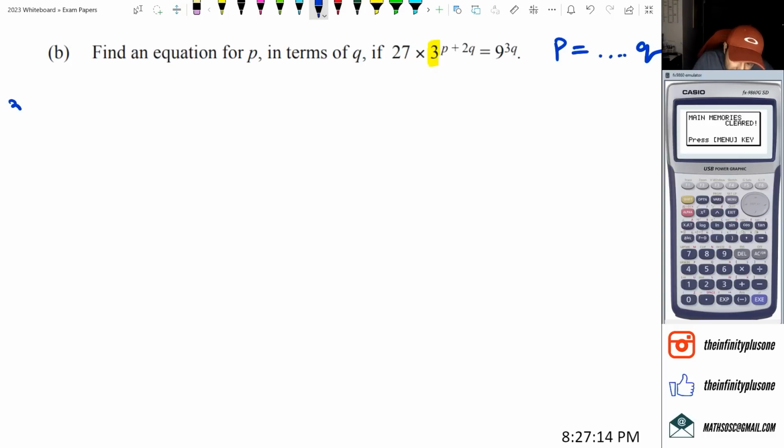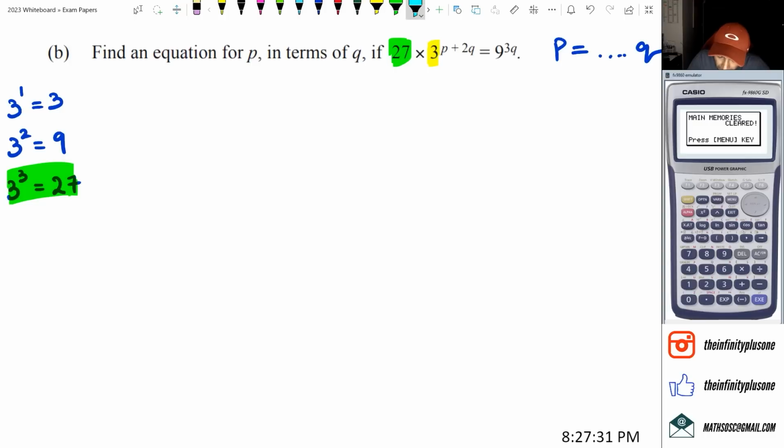What you're going to do is on the side, I want you to put down 3 to the power of 1 is 3. 3 squared is 9, because 3 times 3 is 9. 3 to the power of 3 is 27. Now once you do that, you can replace 27 as 3 cubed. You can replace 9 as 3 squared.